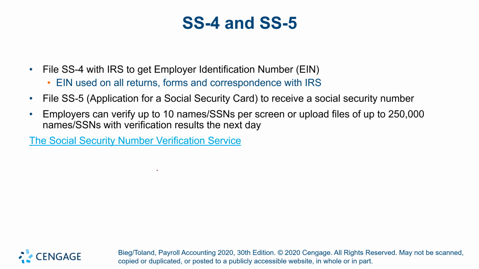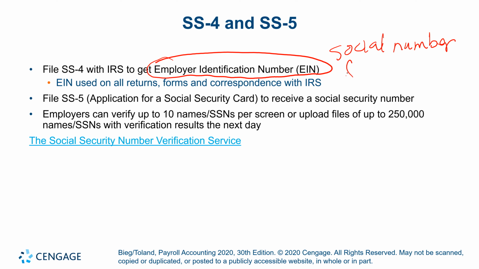All right, so the SS4 and the SS5, they actually show us an example of the SS4 on page 15 of chapter 3. This SS4 is an application for the employer identification number. Basically, this employer identification number, EIN, if you will, is like a social security number for businesses, right?